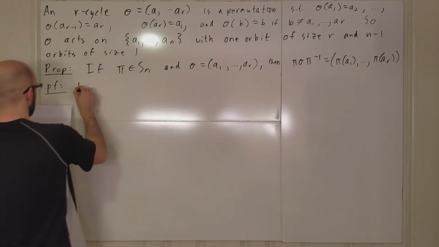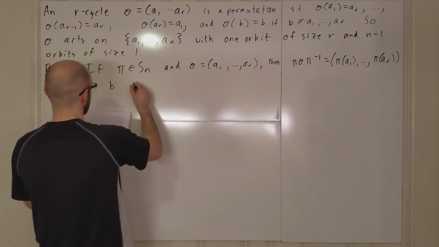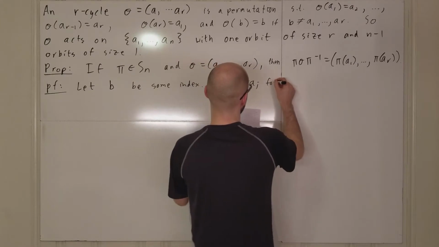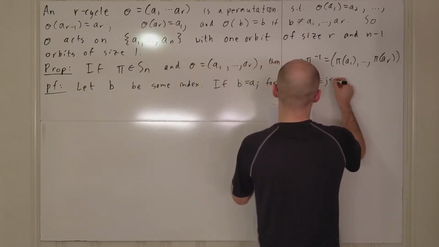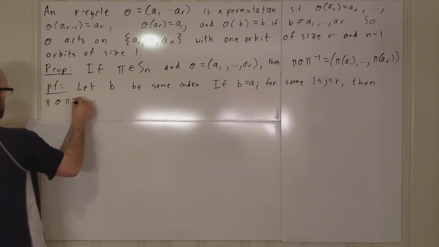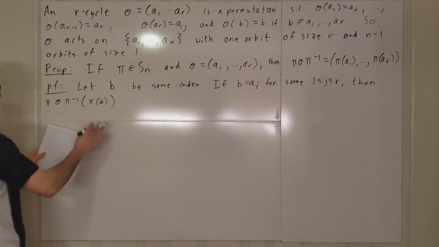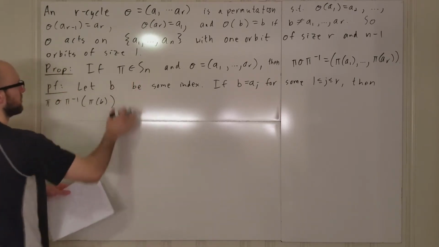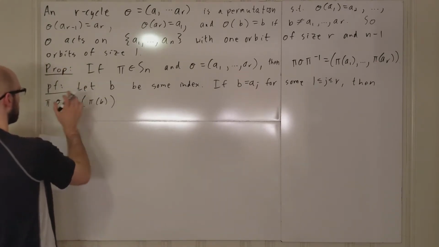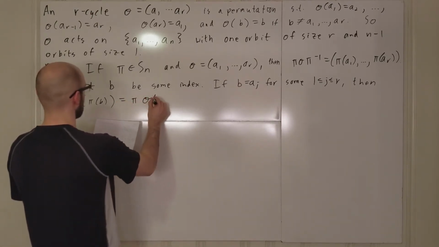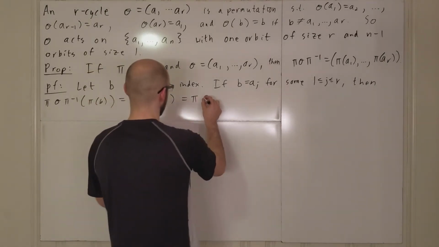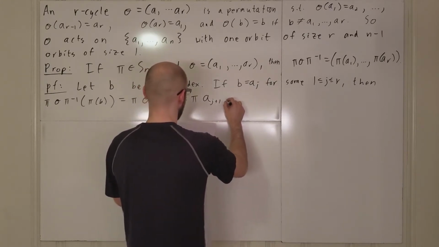So, proof. Let B be some index. If B is Aj for some j between 1 and R, then what happens when we look at pi sigma pi inverse of pi of B? The pi inverse and the pi are going to cancel out because permutations are bijections on the indices. That's obvious. But we get pi of sigma of B. Well, B is Aj, so pi of sigma of Aj. And sigma of Aj is going to be A(j plus 1 mod R).